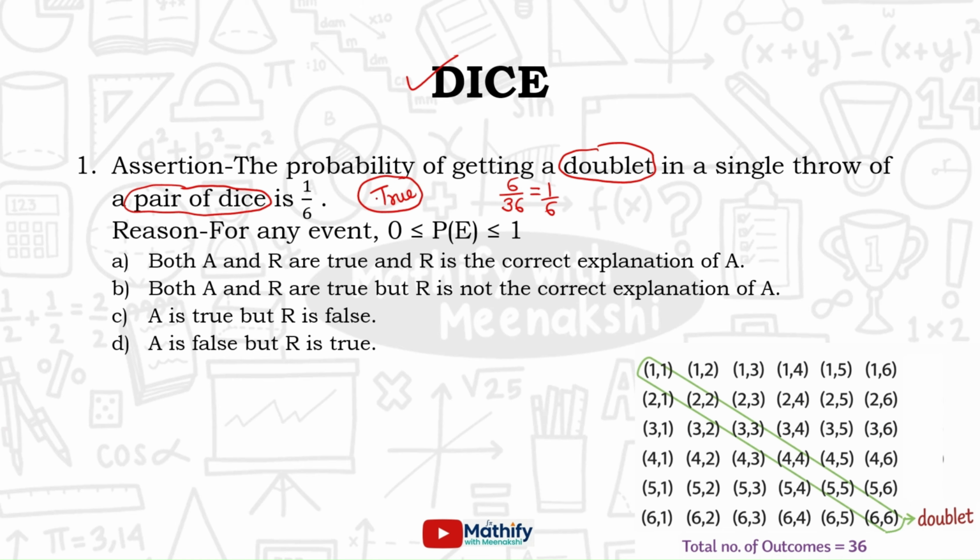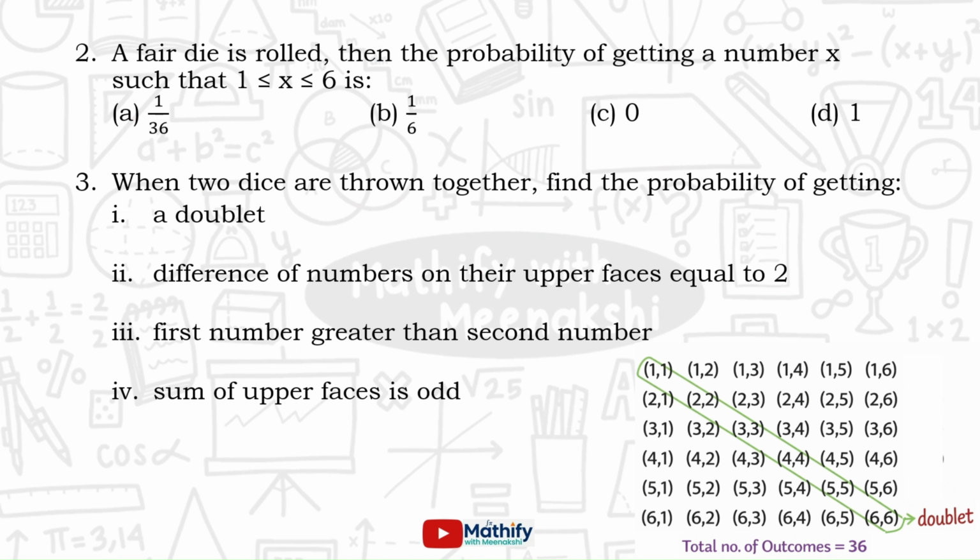Now let's move to reason. It's saying for any event, probability always lies from 0 to 1. That is also true. But is it a correct explanation? Did you use this reason while solving assertion? No. That means answer is B. It's not the correct explanation. Although both are true, but not the correct explanation. Let's move to second question.